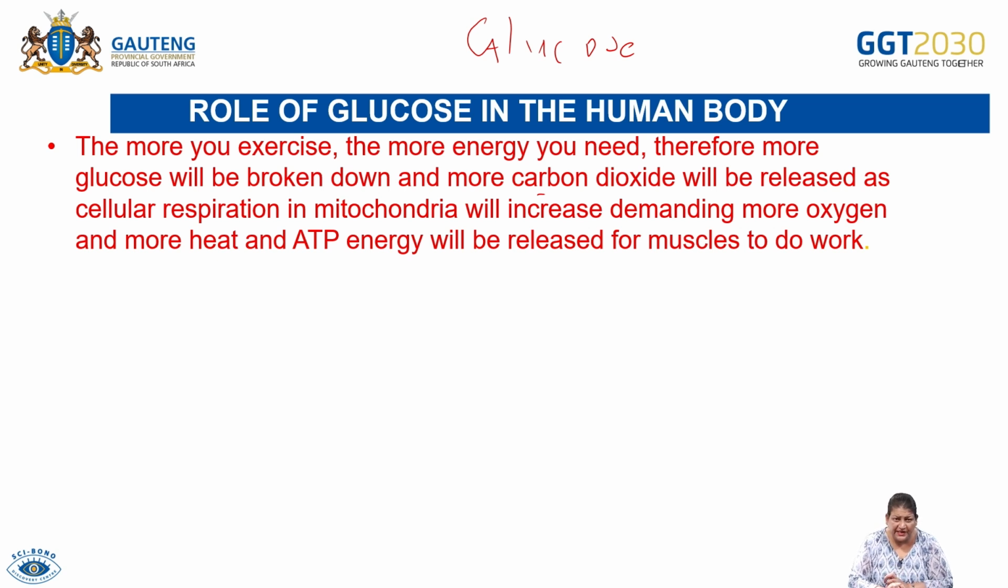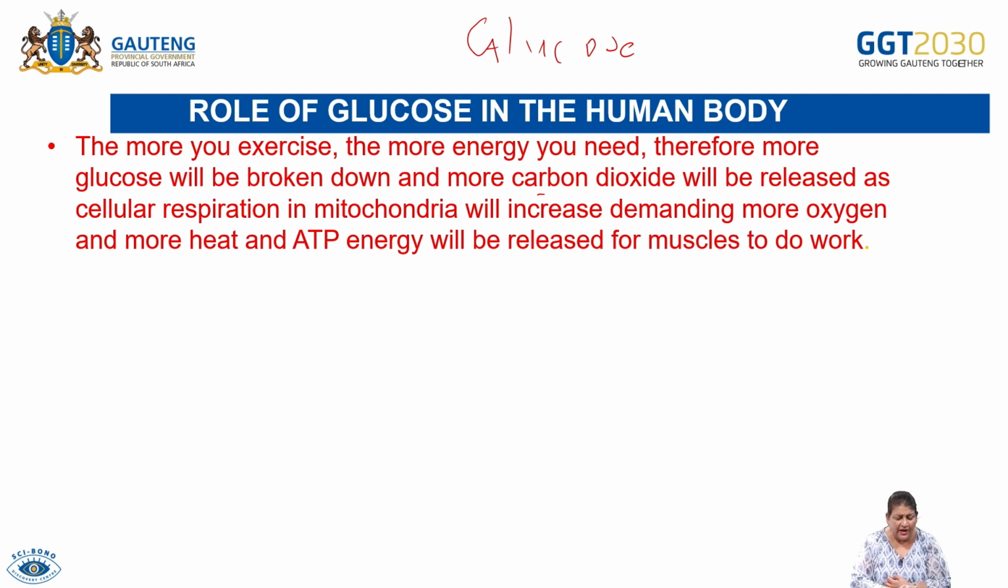So what does it implicate? It implicates, therefore, more glucose is going to be broken down because glucose has energy that is locked and stored inside. All that light energy of the sun that is trapped during photosynthesis to make the glucose, that energy of the sun is trapped in the glucose. So when the enzymes in the mitochondria break down the glucose during respiration, it's going to give you energy.